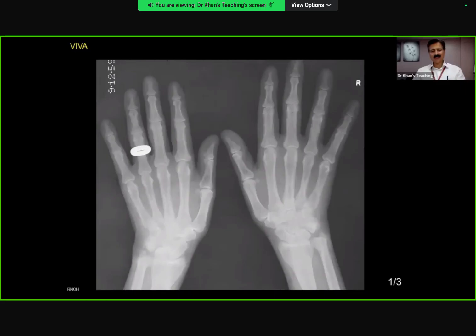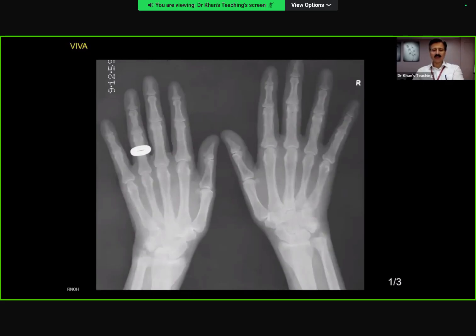Well done. So anything else to, any other stigmata of hyperparathyroidism? Yeah, there's subperiosteal bone resorption of the right second and third. Excellent. I'll take over. Well done.